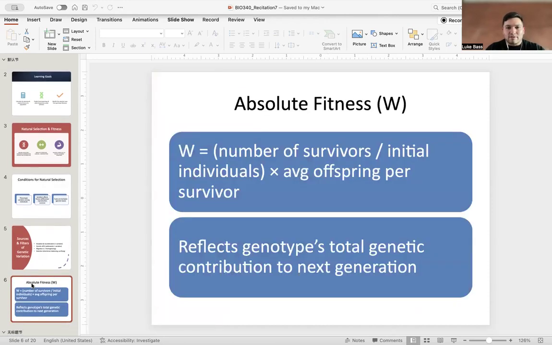So first, let's look at absolute fitness. That's the number of survivors divided by the initial number of individuals times the average offspring per survivor. And it reflects the genotype's total genetic contribution to the next generation.